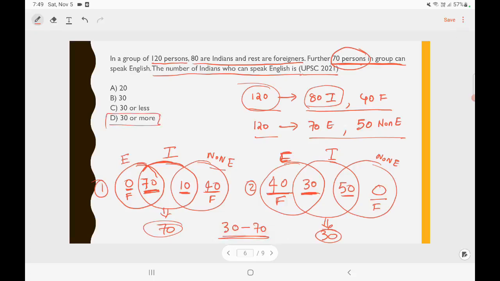This is because the question didn't state the exact number of Indians who can speak English. We cannot find out the exact number. We can only find out a range. So in order to find out the range, you need to consider two extreme conditions. So if you are given two different sets of data, this is how you need to approach it.